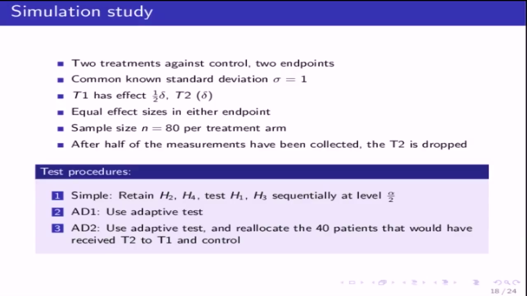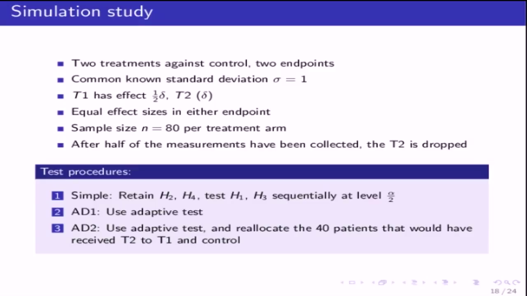And the lower dose T1 has always half of the effect of the higher dose, and we assume equal effect sizes in either endpoint, and the total sample size per treatment arm should be 80, and now we perform an interim analysis halfway through. As discussed before, in the interim analysis the data safety board decides to drop T2, and we will compare three different valid test procedures.